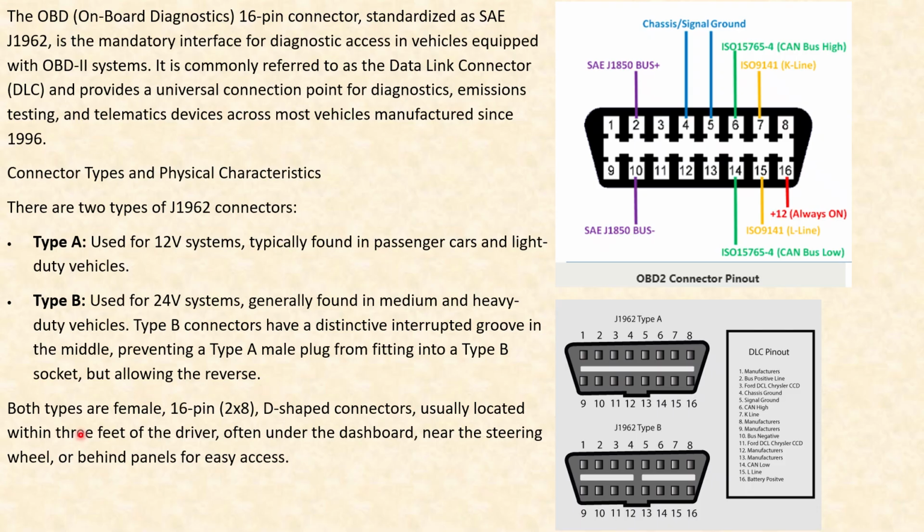Both types are female 16 pin 2x8 D-shaped connectors, usually located within 3 feet of the driver, often under the dashboard. This is something I am sure every car driver or car enthusiast would have seen, right under the dashboard, near the steering wheel, all behind the panels for easy access. The point is, this onboard diagnostic port is usually very accessible to the driver.